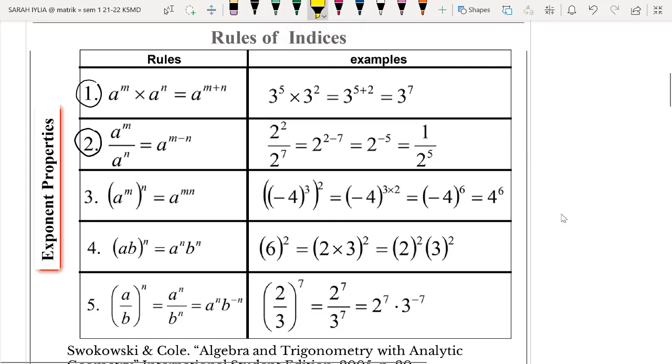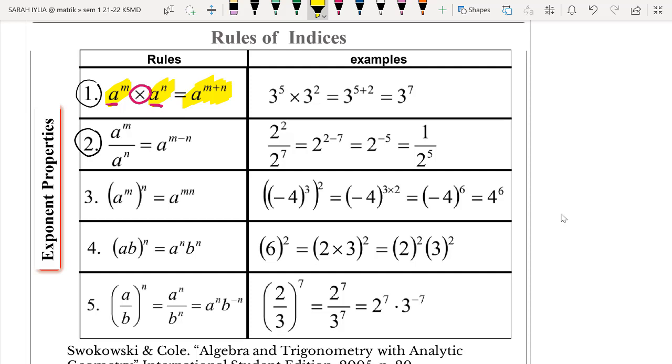So the first rule states that if we have A to the power of M, times A to the power of N, since we have the same base here, if we undergo the process of multiplication, we can simplify this as A to the power of M plus N. Sebab base dia sama, power dia akan jadi tambah. So, for example here, dia tunjuk kat situ, 3 to the power of 5 times 3 squared. Automatically, this will be equal to 3 to the power of 7. Sebab kuasa tu 5 tambah 2, teruslah dapat 7.